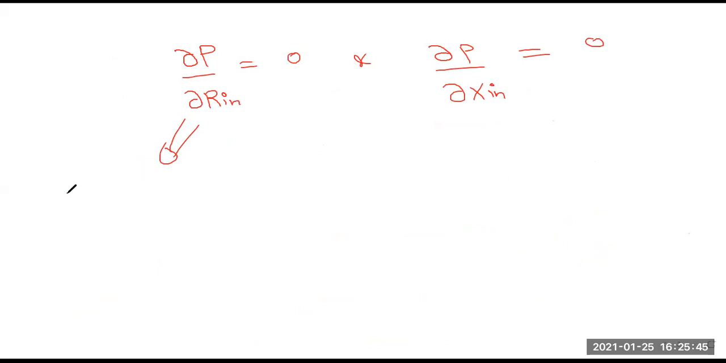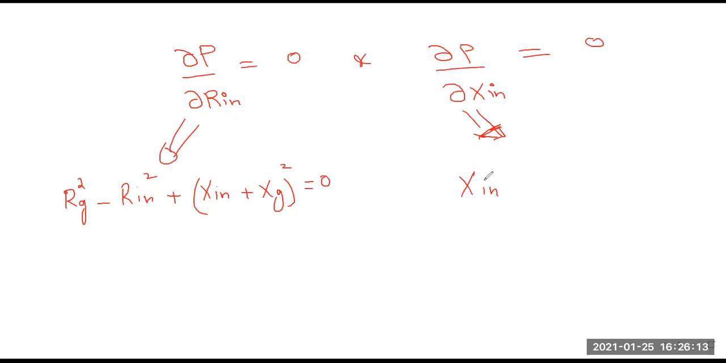So from this you will get Rg square minus Rn square plus (Xn plus Xg) whole square equal to 0, and from this second derivative you get Xn into (Xn plus Xg) equal to 0.